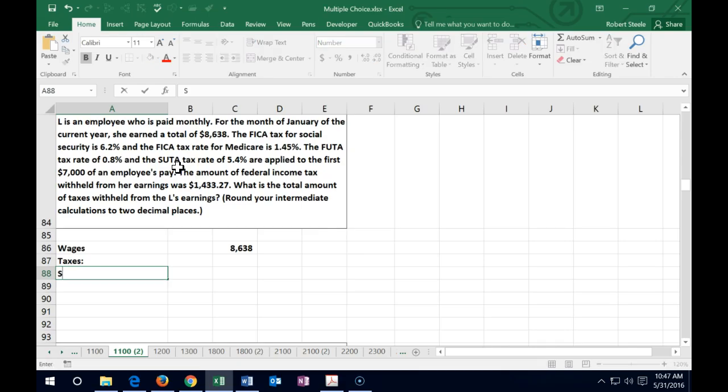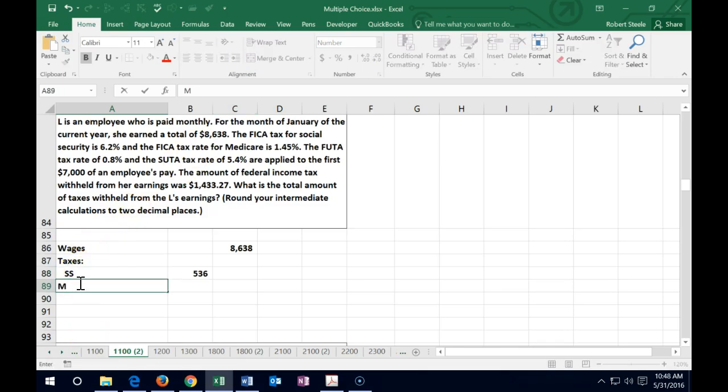So I'm just going to say Social Security here. And Social Security is going to be equal to this 8,638, the amount of wages, times 6.2%. If I move the decimal over 2 places, it's 0.062. That means we're going to pay $536. That's what we're taking from the employee. We will have to put in that amount too as the employer, but that's not what's going to be withheld from the employee. I'm going to go ahead and indent this.